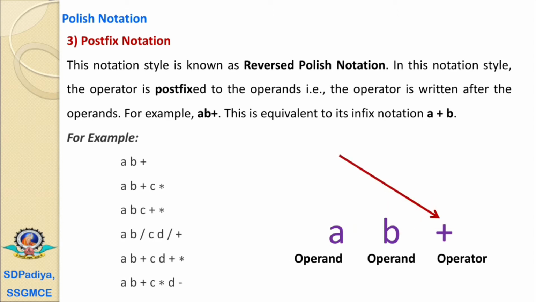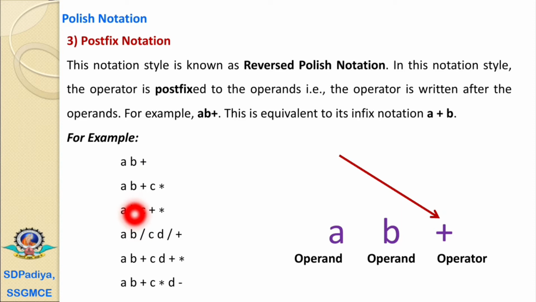We have some examples: AB+, AB+C* , ABC+*, AB/CD/+, AB+CD+*, and last is AB+C*D-. Now if we check all these examples, the operator is written after the operands. That's what we call the postfix notation.